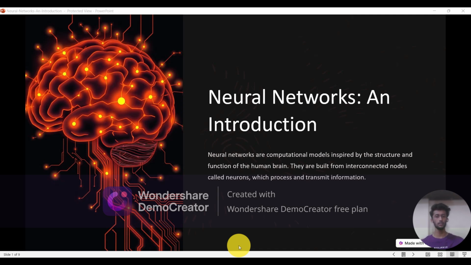First is the activation function. Activation functions include the rectified linear unit, the most common activation function, which helps to avoid vanishing gradients. Second is sigmoid. Sigmoid outputs a value between 0 and 1, typically used for binary classification. Third is softmax. Softmax is used in the output layer for multi-class classification and converts logits into probabilities.